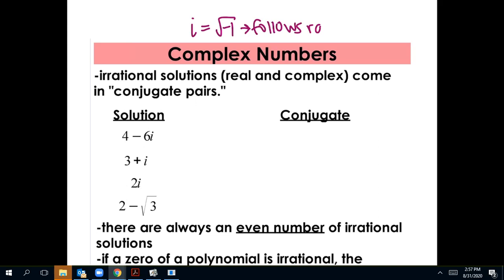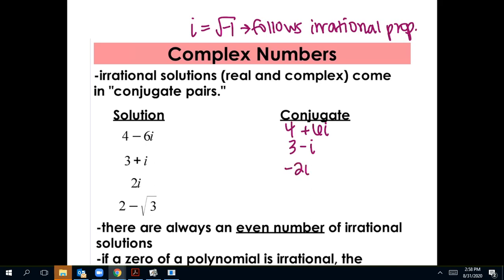the irrational properties. So what that means is that whenever we solve a square root, we do a plus or minus, and so they come in conjugate pairs. Conjugate is where the middle sign changes, or the sign in front of the irrational number changes. And so 4 minus 6i will have a conjugate pair of 4 plus 6i. 3 plus i will have a conjugate pair of 3 minus i.